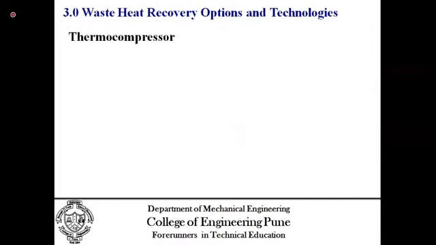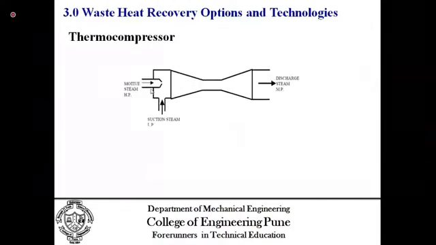It is as shown in the figure. There is a converging section, there is a mixing section, again there is a converging-diverging section. The motive steam, which is at high pressure, when it passes through this nozzle, expansion takes place. And in this mixing chamber or suction chamber, the pressure reached is so low that it is lower than the low pressure steam which is available at the suction.